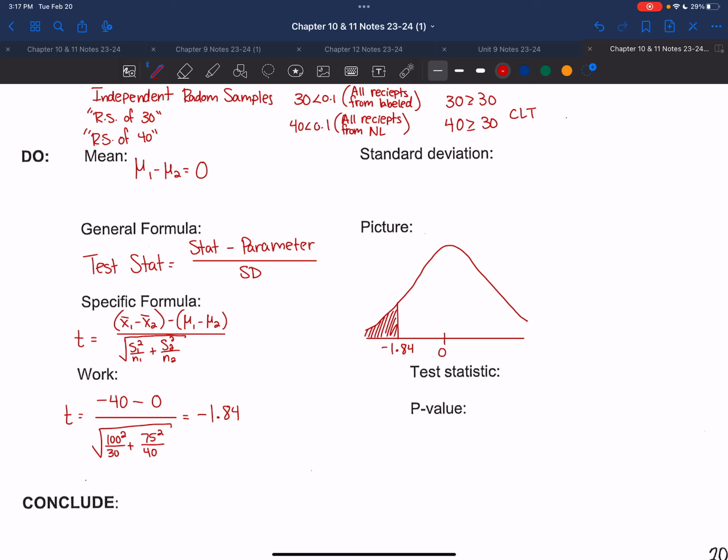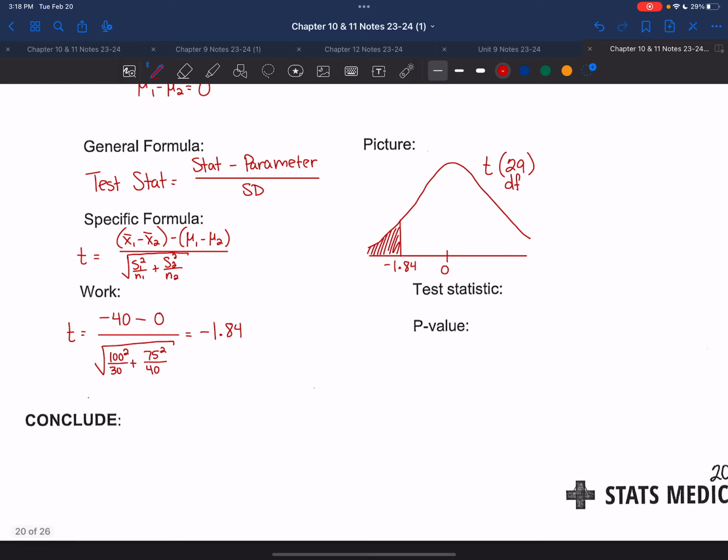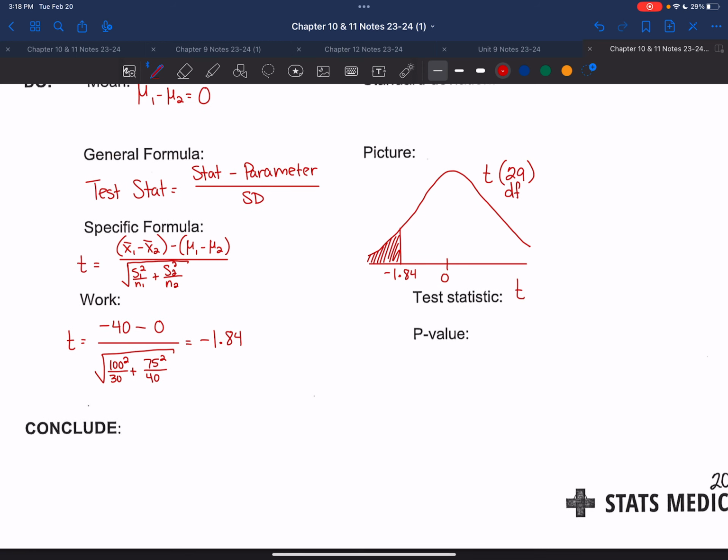Then I'm shading in this area. And then don't forget my name, T. And then we had the smaller of the two samples was 30, right? So my degrees of freedom here are going to be 29. Okay, always go with the smaller of the two. Remember, my test statistic was negative 1.84.